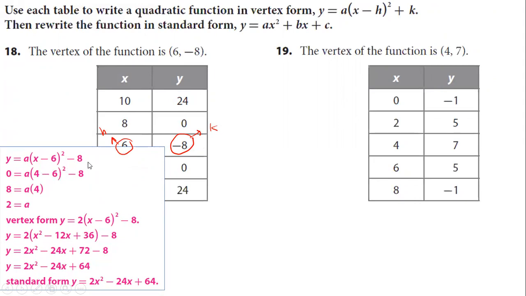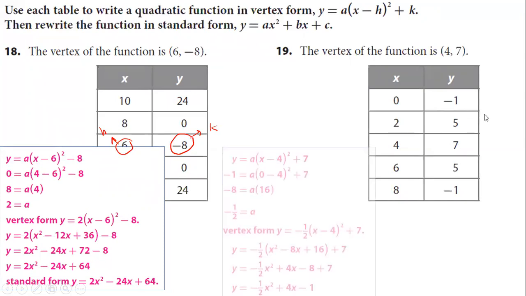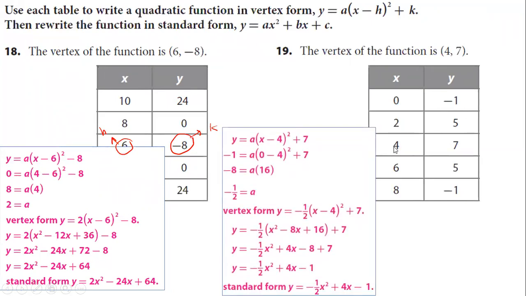And you can use any point to substitute for x and y, like what we explained before. Here, 4 and 7 is a vertex. Yes, he chose the value of this point. This is x, and this is y. And the vertex, this is h, and this is k. Okay, in the form y equals a times x minus h, power 2, plus k.